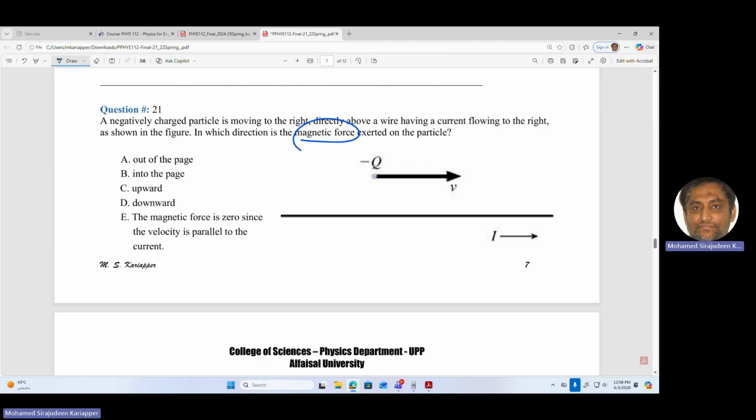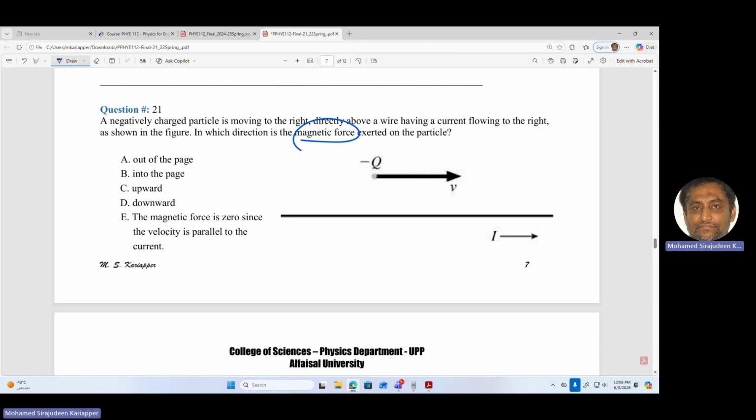So you have a charged particle. Is there a magnetic field? Where is the magnetic field? So the function of the current is to provide the magnetic field. So it's like a magnet, right? This so-called magnet, the wire carrying a current, is going to give an external magnetic field on this charged particle.